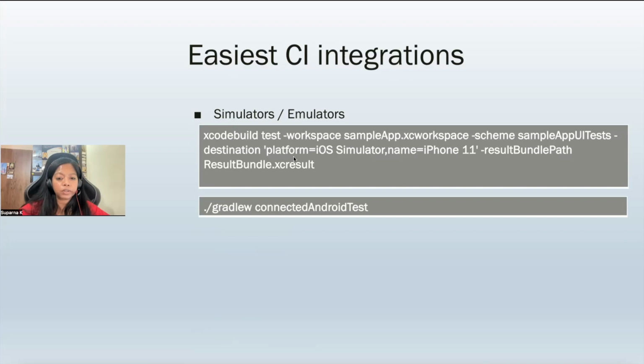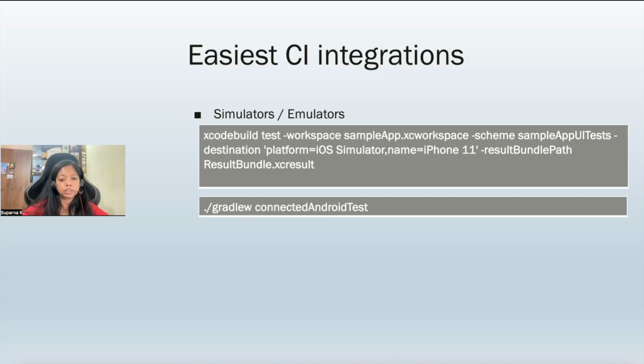This is the command for iOS, where we run the build, test build on a certain device, and we get the report. That means we are not even working on integrating the report. We are just reusing the reports. That's all. Everything is taken care of. And here we have the Android command where we just have to run the UI test.